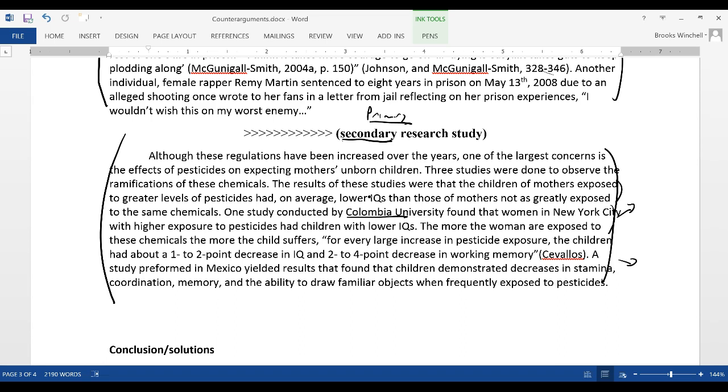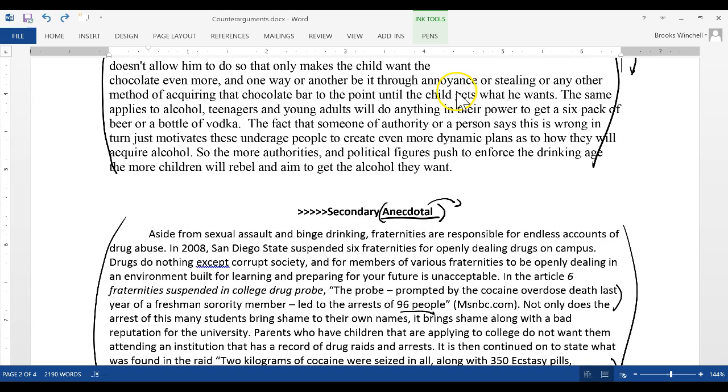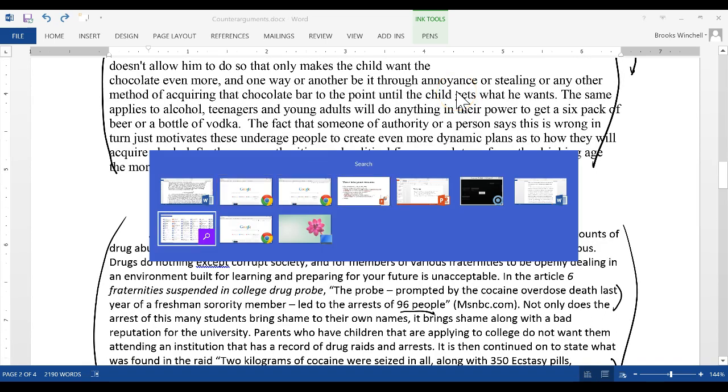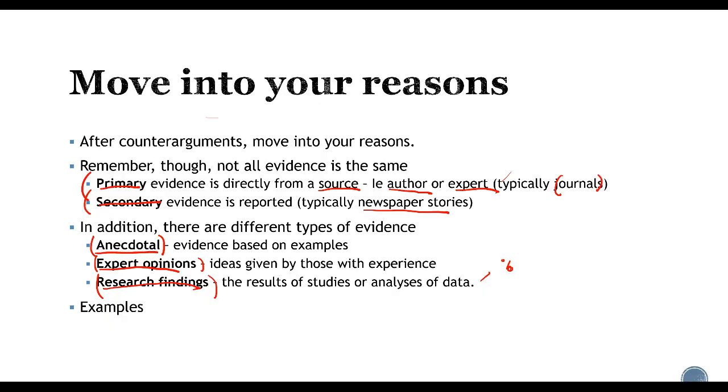You want to make sure that you're trying to find some primary sources. You can use secondary, but just be careful with them, and also keep in mind the different levels of evidence. Study results are better than expert opinions, and expert opinions are better than anecdotal evidence. So let's flip back to the PowerPoint there. So that's reasons.